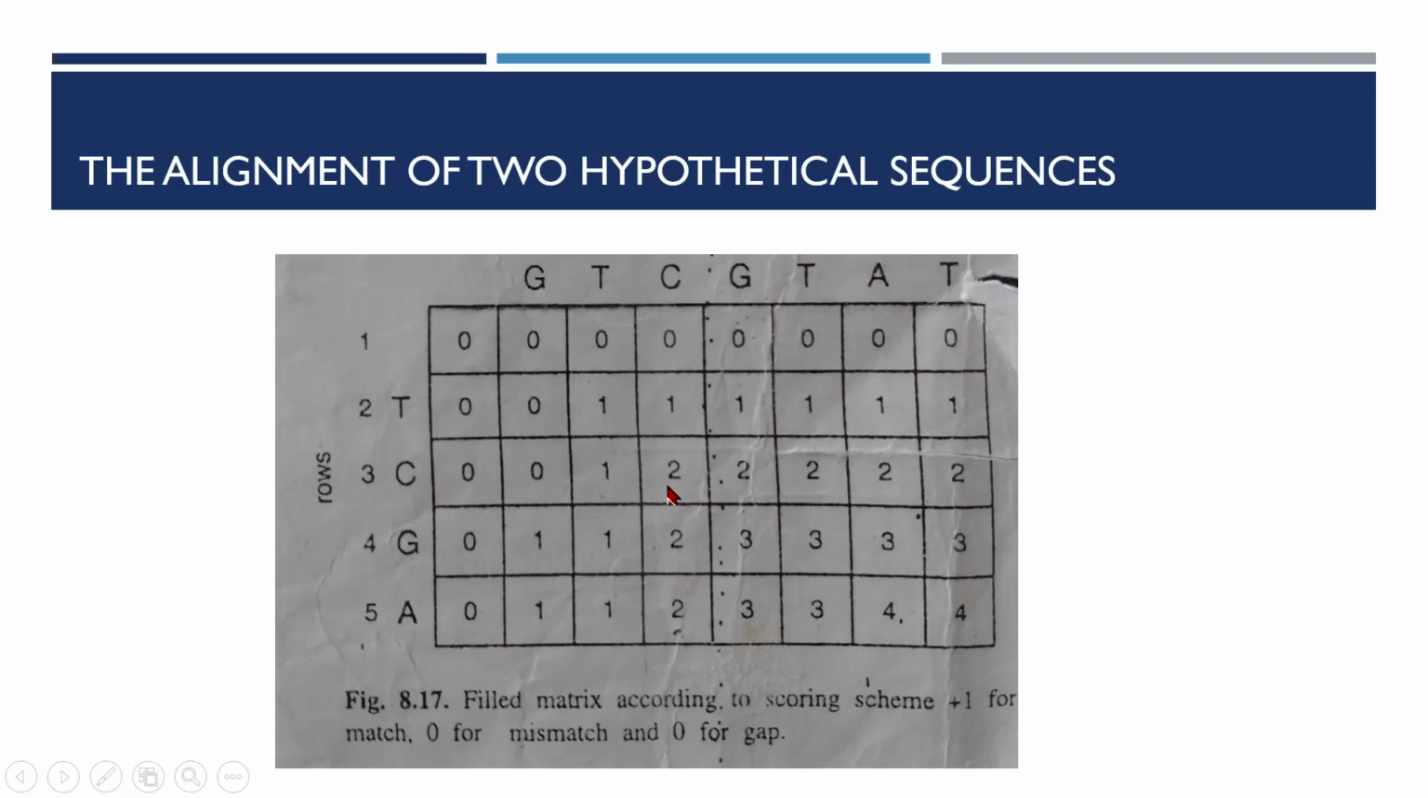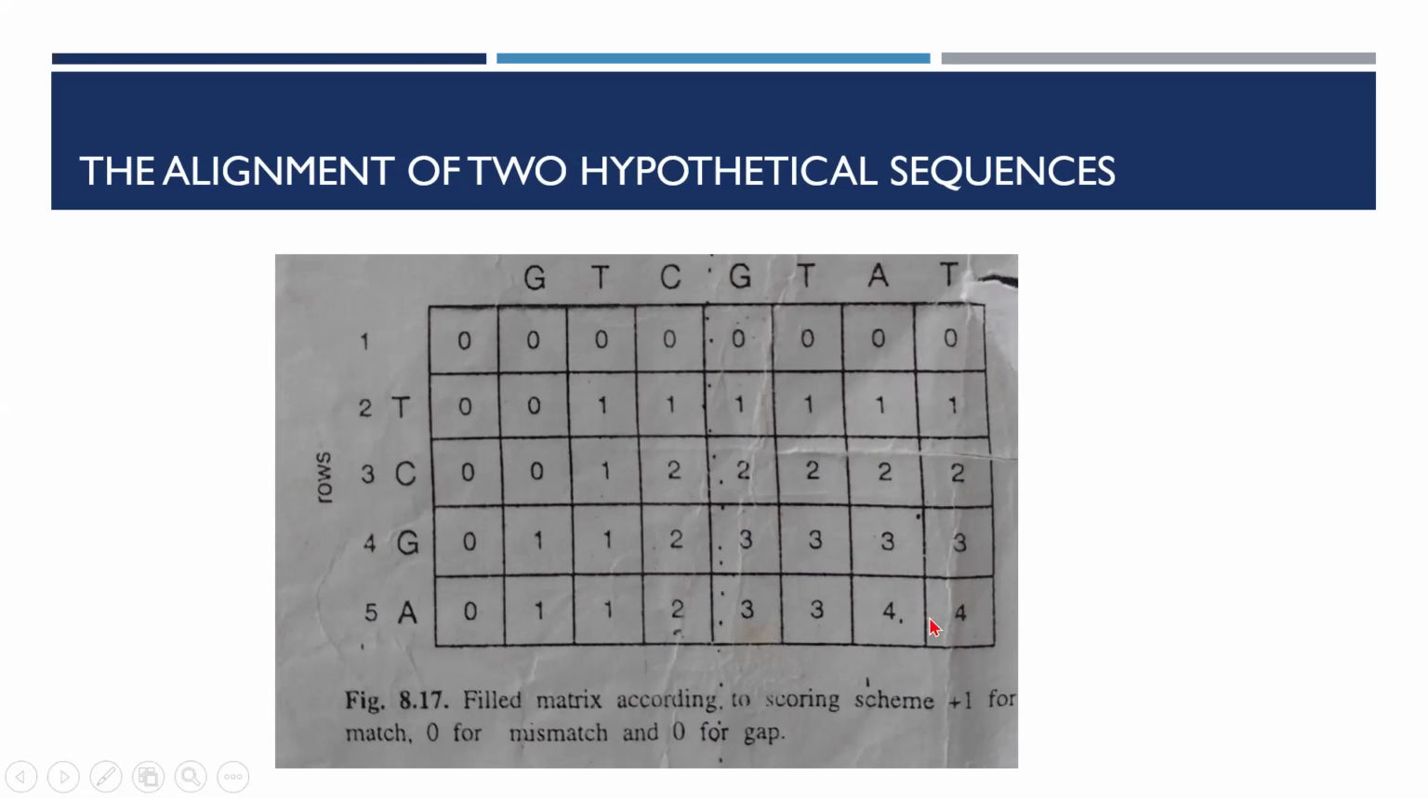Now randomly I'll pick up one more cell, probably this cell. Look at these three values: above, diagonal, left. This is the diagonal value, isn't it? And is it a match? It is a mismatch, right? If it is a mismatch, what you need to do? The highest of these three values. Do you remember? If it is a match, take the diagonal value plus 1. If it is a mismatch, take the highest of these three. The highest of these three is 3, right?